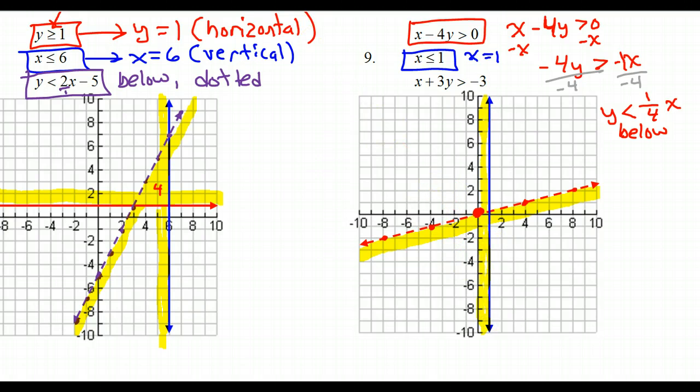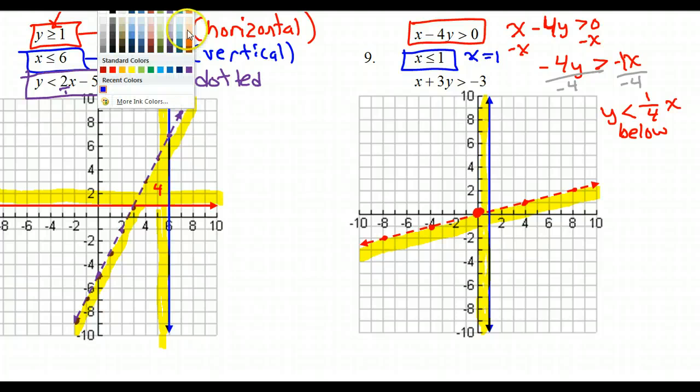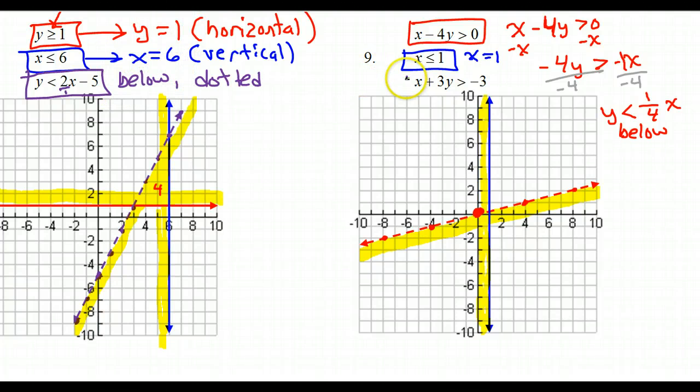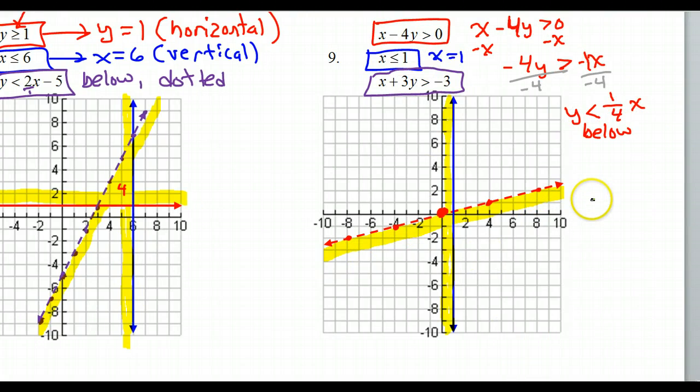Okay, one more. And I will do it in purple. Alright, so the purple line goes x, subtract, divide.